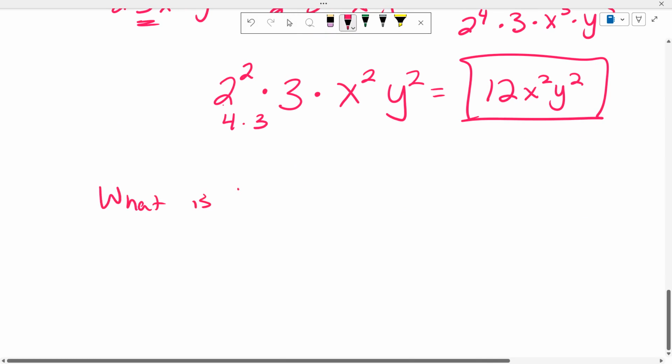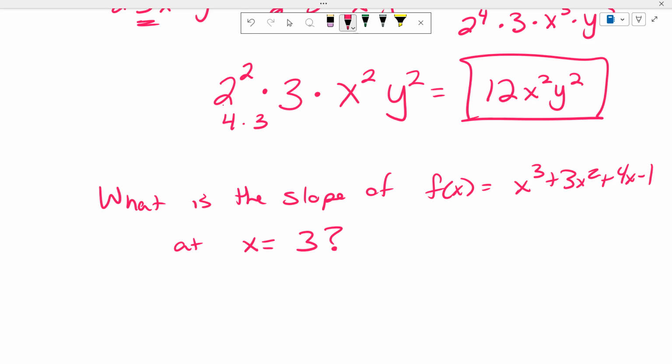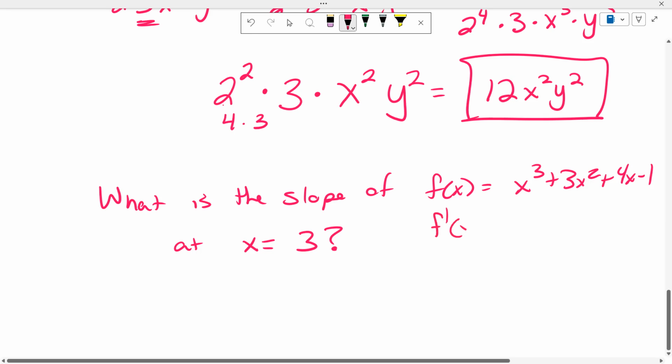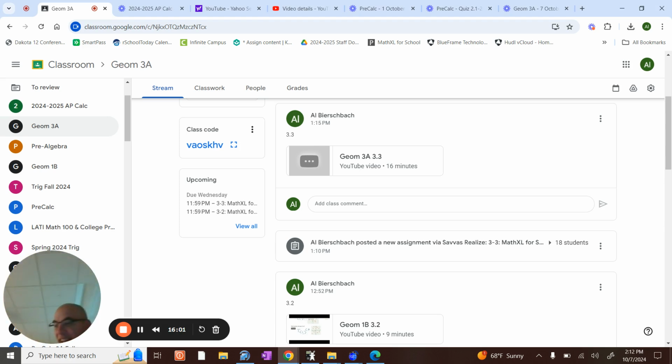What is the slope of f of x equals x cubed plus 3x squared plus 4x minus 1 at x equals 3? 72. No, it's rise over run. Slope is always going to be a fraction. How do people get that though? They take the first derivative, which is 3x squared plus 6x plus 4. They put a 3 in there. 3 times 3 squared is 9 times 3 is 27, plus 6 times 3 is 18 plus 4, which is 27 plus 22, which is 49. The slope is 49. That honestly is kind of easy. That is not that hard.